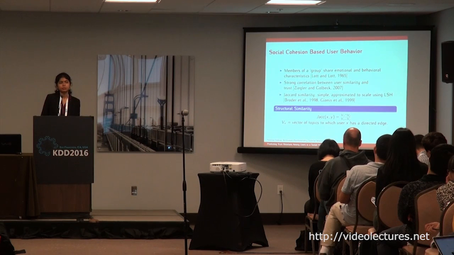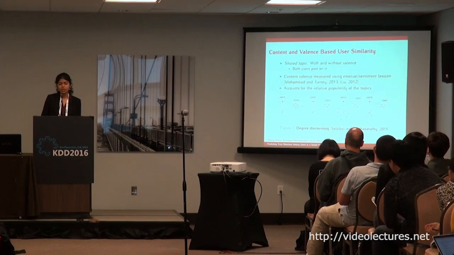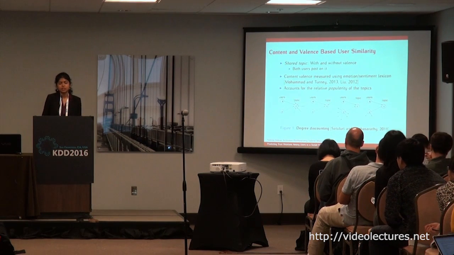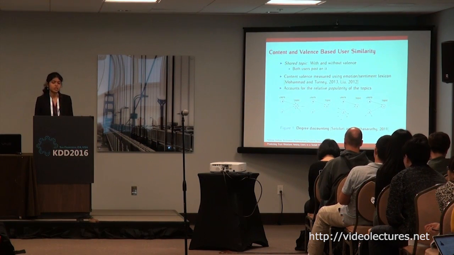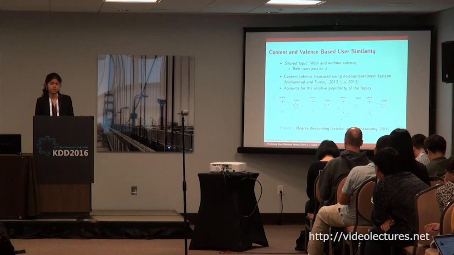And so with each user, we associate a vector of topics on which the user posts, and we then calculate the Jaccard similarity between that pair of users. The third factor that contributes to trust is similarity between users based on the actual content they post and the valence expressed in that content.